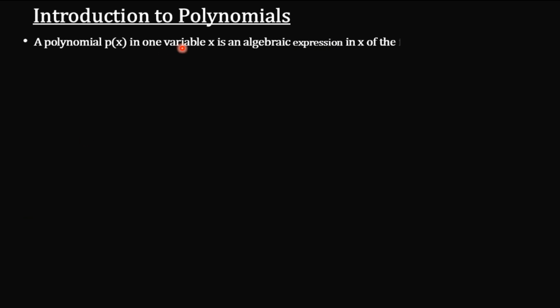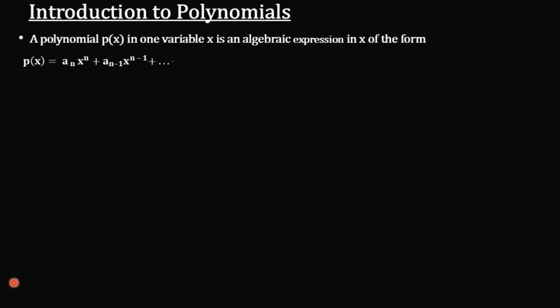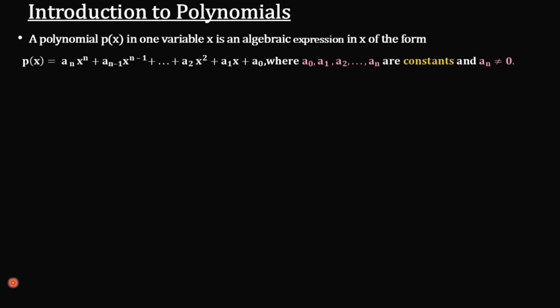Introduction to polynomial. Okay, let us see what the definition of a polynomial is at first. A polynomial p of x in one variable x is an algebraic expression in x of the form a_n x raised to n plus a_(n-1) x raised to n minus 1 plus etc. plus a_2 x square plus a_1 x plus a_0, where a_0, a_1, a_2, etc. a_n are called constants and a_n is not equal to 0.